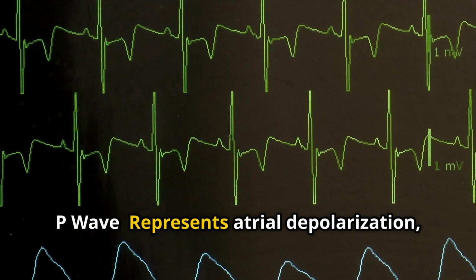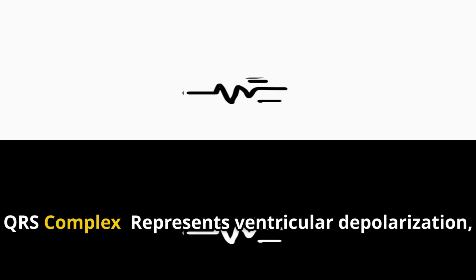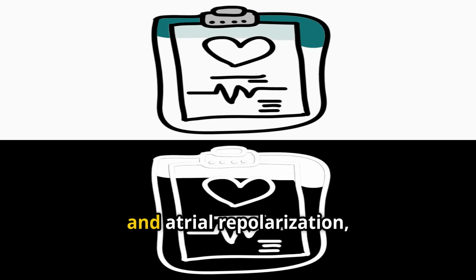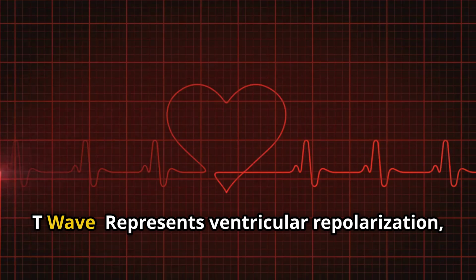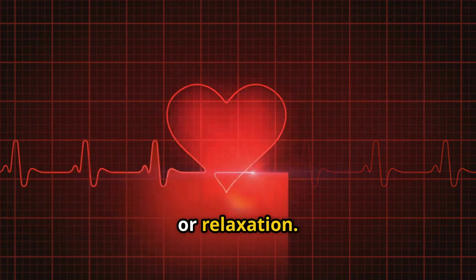P wave represents atrial depolarization or contraction. QRS complex represents ventricular depolarization or contraction, and atrial repolarization, which is relaxation. T wave represents ventricular repolarization or relaxation.